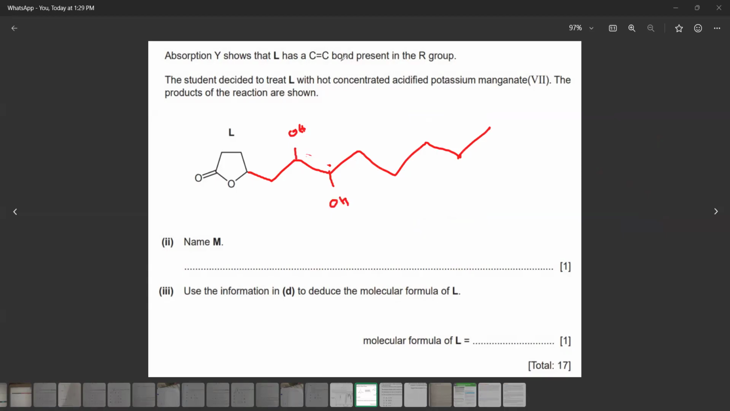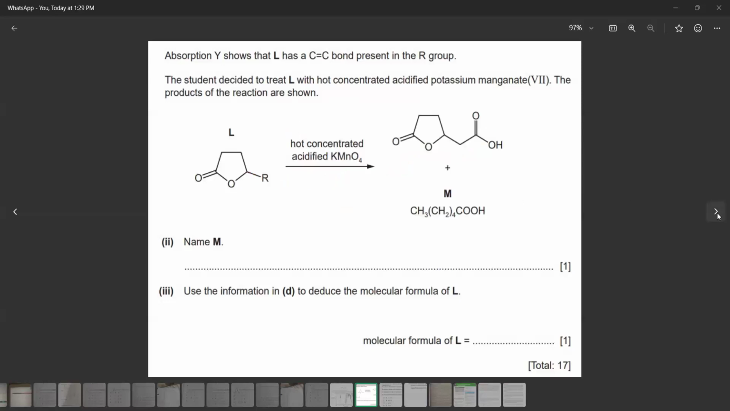But if it is hot concentrated, it will break from the position where the carbon-carbon double bond is, and both carbons are attached with oxygen. And if it is an aldehyde, it can oxidize to a carboxylic acid. If it's a ketone, no further oxidation occurs.